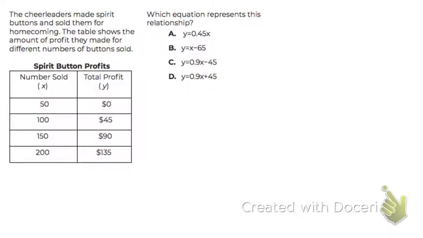Here it says the cheerleaders made spirit buttons and sold them for homecoming. The table shows the amount of profit they made for different numbers of buttons sold. Which equation represents this relationship?